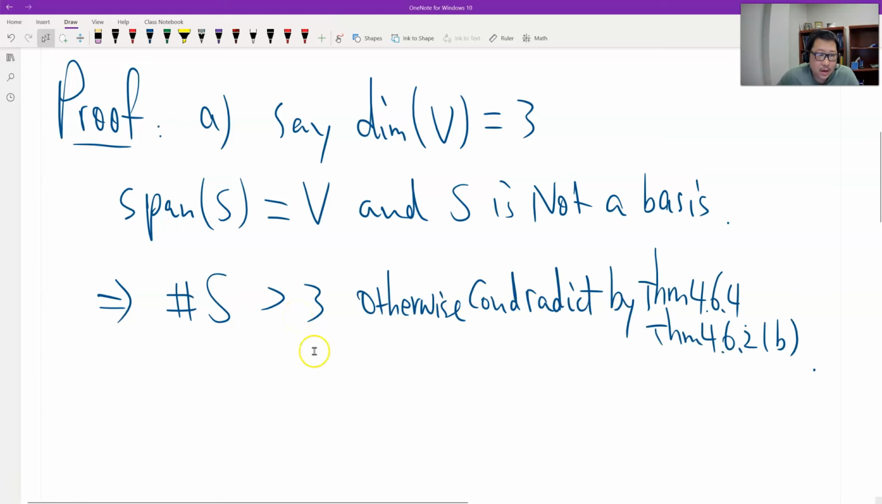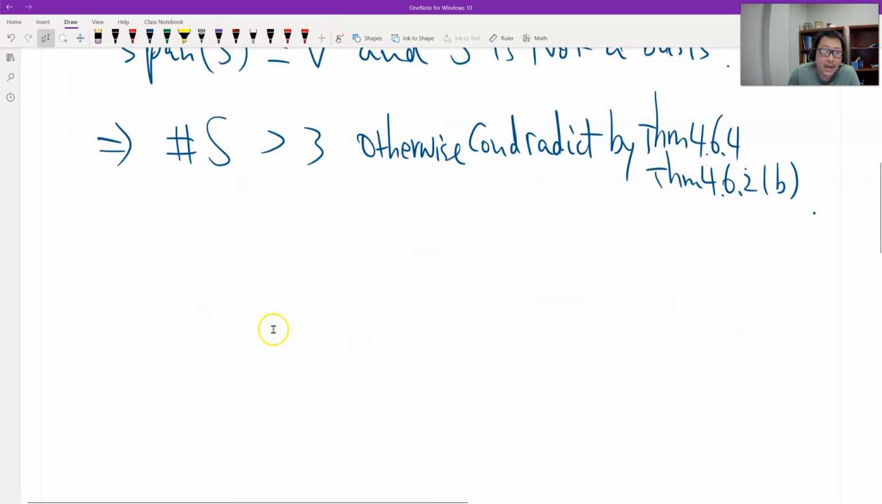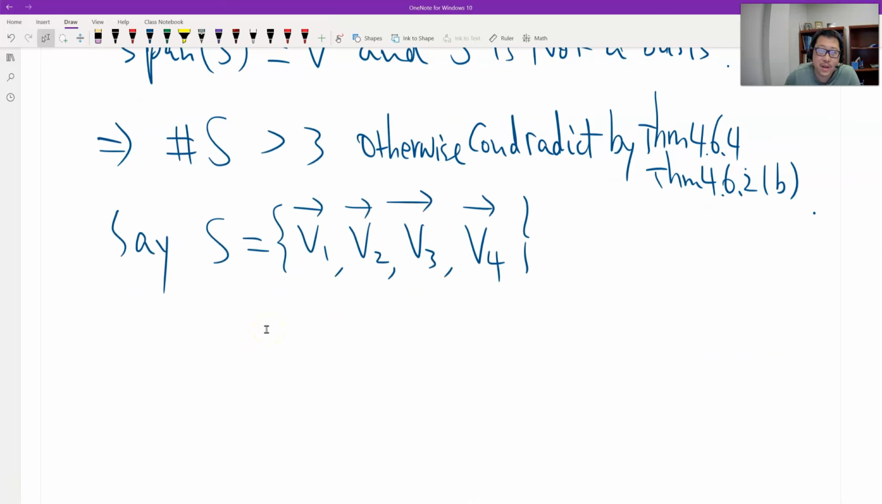Because the number in S is greater than 3, we can simply say the number is 4. You can also do the same if the number is 5 or more than 5, the same way to prove. So let's say we have 4 vectors inside. 4 vectors is more than 3, so it's more than the dimension. And then at least one vector can be a linear combination of the others. Therefore, we can reduce.